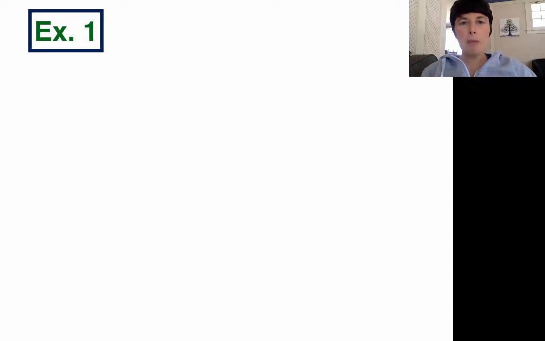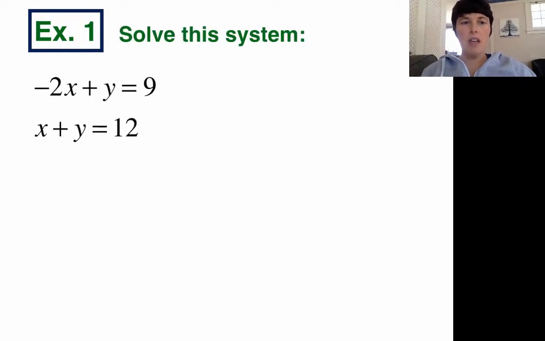So I'm going to give you a problem here, our first example, and we're going to solve this system. I want to know where negative 2x plus y equals 9 intersects on a graph with x plus y equals 12. I want to solve for x and y. But first, I want to know what's the best method. So what do you think? What method would you choose if you saw this like on a test and you had to choose all by yourself? What would you do?